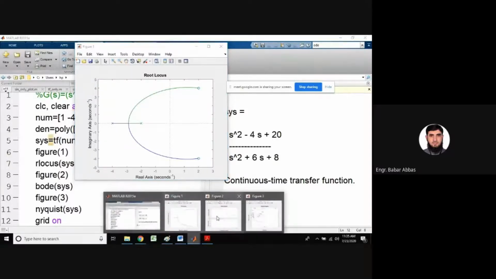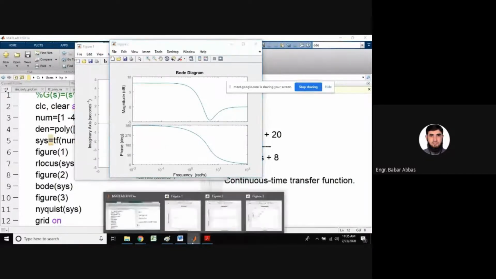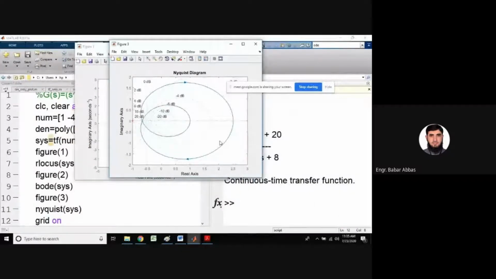Similarly, we can find the Bode plot, that is the log magnitude and the log phase. So that is given here. The third plot is the Nyquist plot of the transfer function. This is the Nyquist plot, obtained by writing the command nyquist.